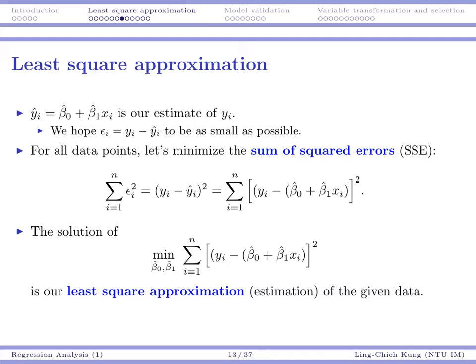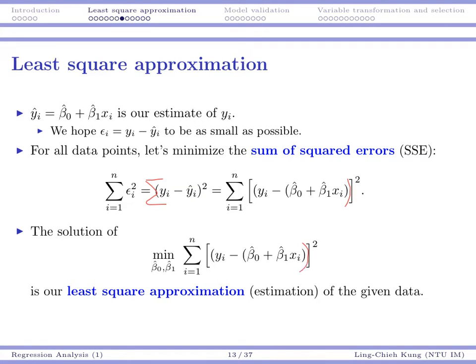Here, statisticians say, how about this? Let's minimize the sum of squared errors. So what I want to do is to minimize this thing. For each error, I square it and then sum them up. So the formula can be expressed in this way: my true value, my predicted value, and I want to minimize the squared errors.